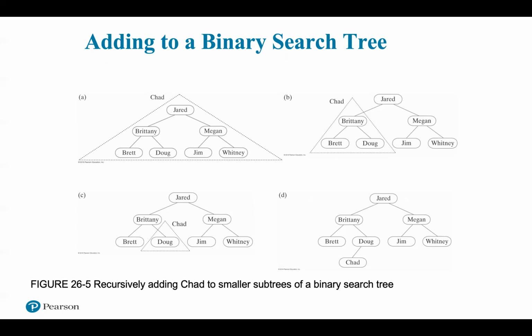To add Chad to the binary search tree whose root is Brittany, observe that Chad is greater than Brittany, so add Chad to Brittany's right subtree whose root is Doug, see figure 26.5c. To add Chad to the binary search tree whose root is Doug, observe that Chad is less than Doug. Since Doug has no left subtree, make Chad the left child of Doug. Figure 26.5d shows the result of this addition. We can see that adding an entry to the tree rooted at Jared depends upon adding to progressively smaller subtrees.